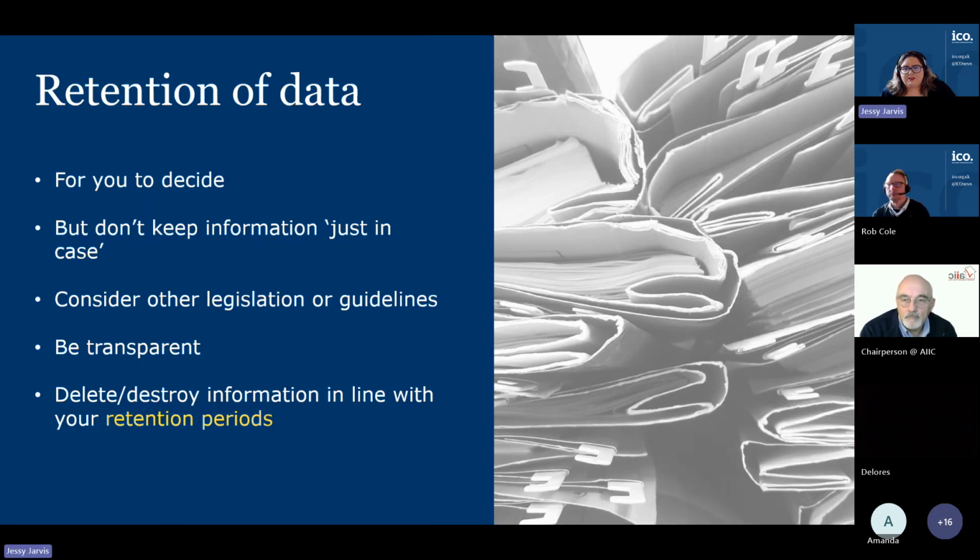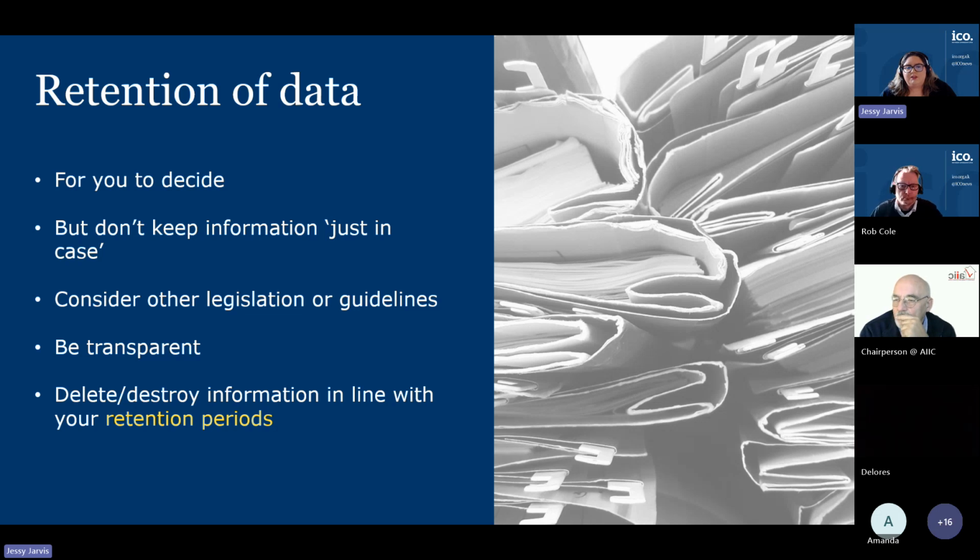Next, we've got the retention of data. So in data protection law, there are no set retention periods. So for most of the time, it is up to you to decide how long you keep data. But going back to those principles, you should only keep it for as long as is necessary for your purpose. So you shouldn't be keeping any data just in case it might be helpful in future. There are, however, some retention periods that are set by other laws, and you should follow these where they apply. So, for example, employers are expected to keep payroll records for at least 3 years after the end of the tax year that they relate to, and that would be where there is a retention period set in law.